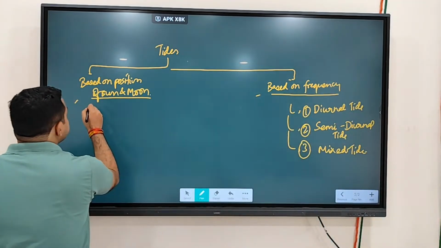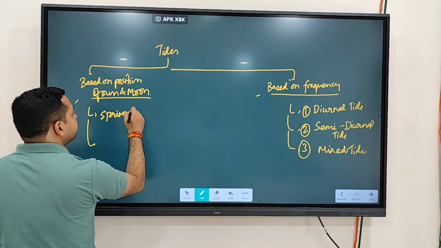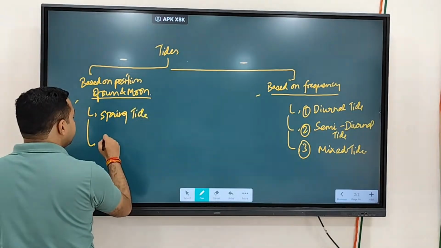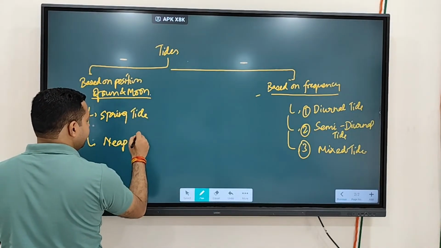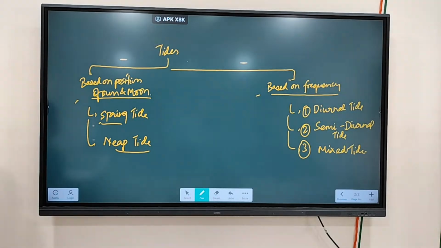Based on the position of sun and moon, you will observe a spring tide and a neap tide. Fine. Based on the position of sun and moon, you can see a spring tide and you can see a neap tide.